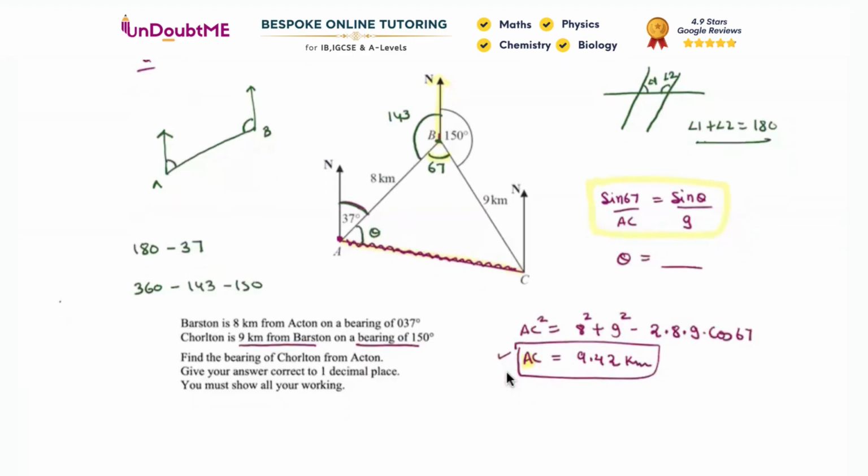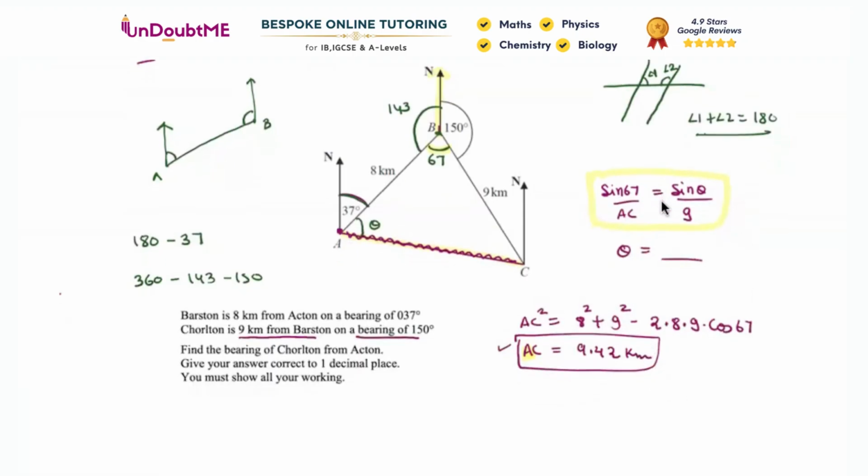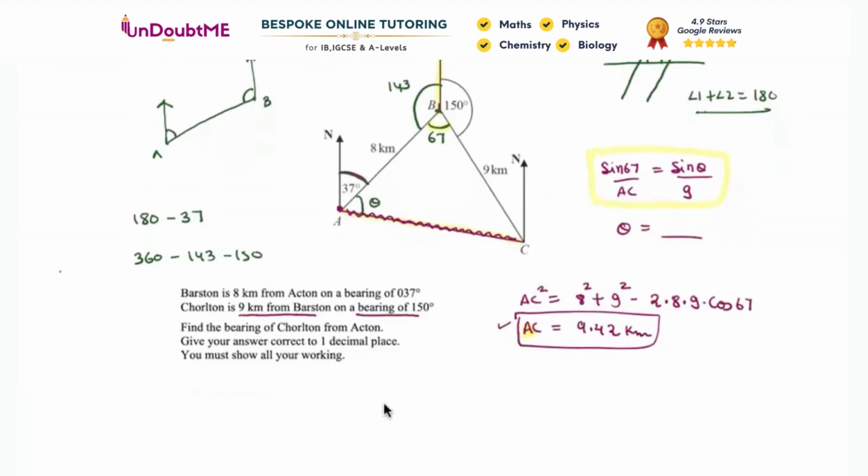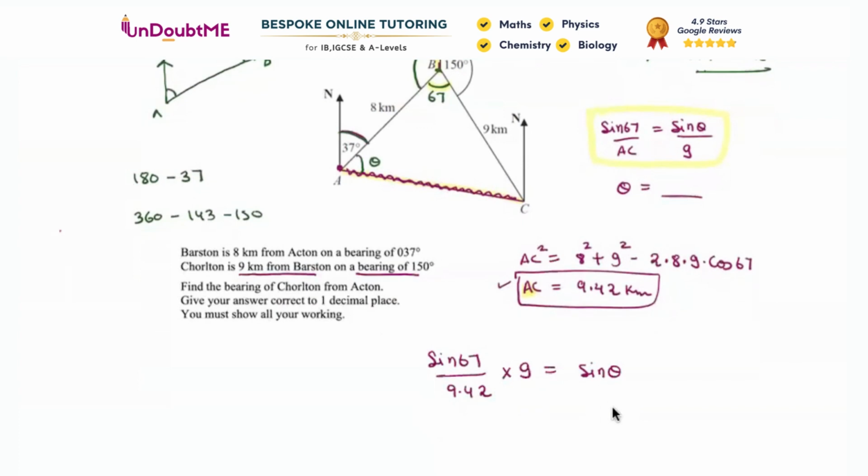Now, once we have AC, we can move back again to that boxed equation. And over there you can see that we can get sine theta by cross multiplying. So I will write, we can get sine theta directly because now we have AC. So it will be sine 67 over AC, which is 9.42, times 9 is equal to sine theta. Now this is a part where some students make mistake. We have been asked an angle, so whatever you get on the left hand side, you have to take sine inverse of that. Just be very clear, you have to take sine inverse of everything.